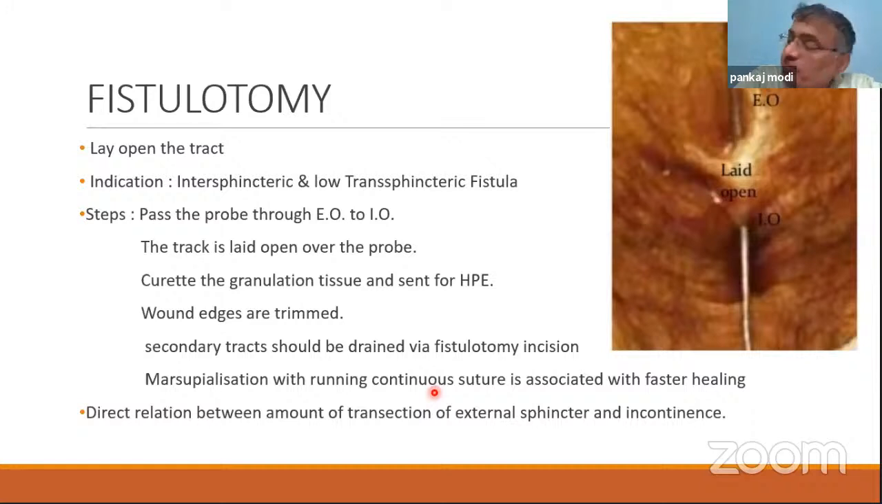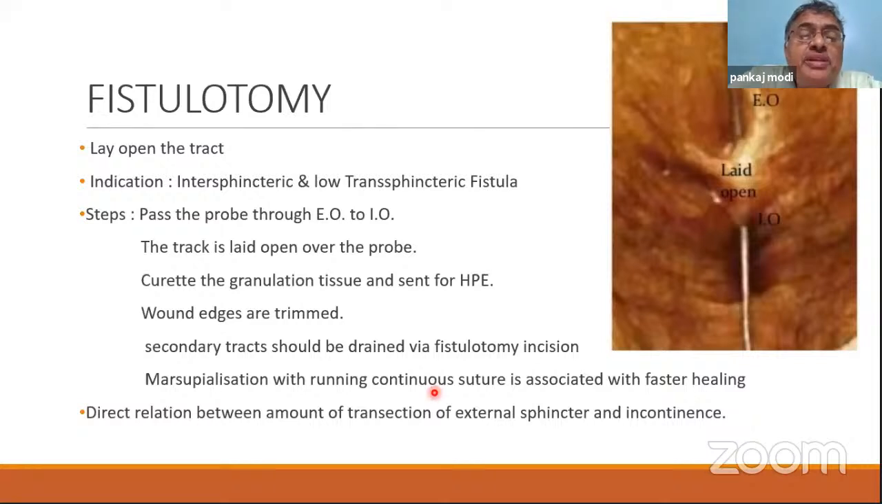How will it help in faster healing? Sir, because marsupialization will prevent reepithelialization of the... No, we want reepithelialization. As in, sir, it will prevent repeat episodes of collection.